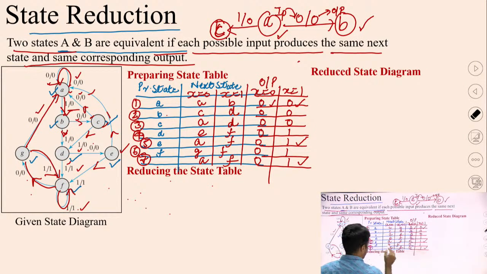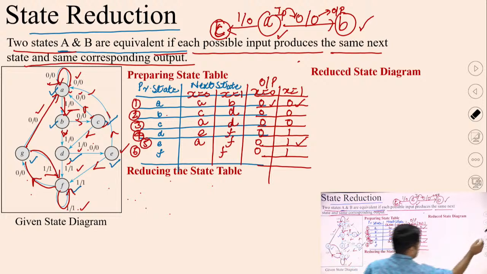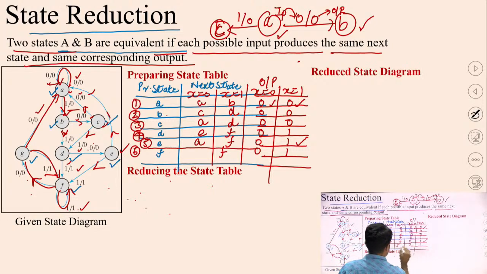So this G I am removing. But I have to be careful. I have removed G because G is equivalent to E. So I have to replace this G. G was written here, so I have to replace this G with E.